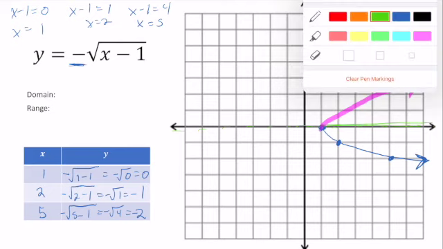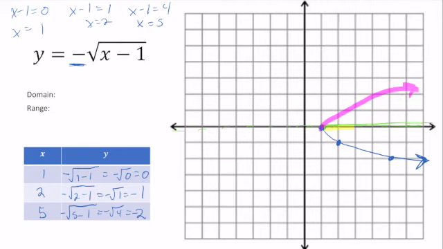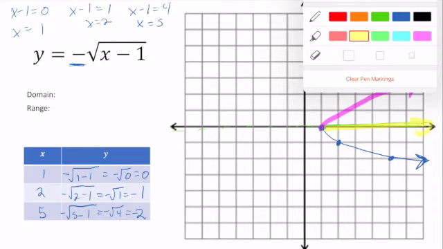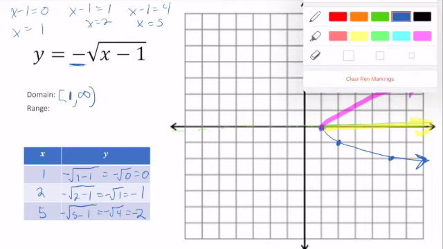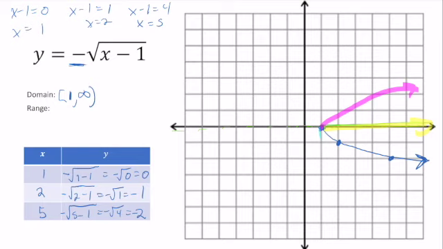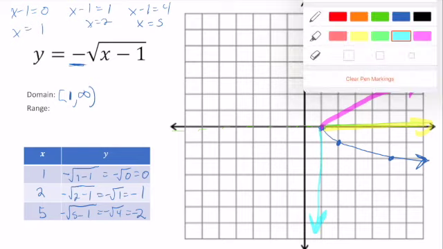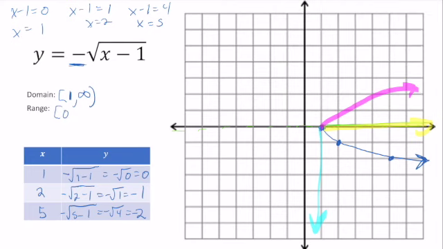Okay? My domain goes from positive 1 to positive infinity. And my range is now from 0 to negative infinity because I flipped across that x-axis. Okay? So when there's a negative out front, it is going to flip our graph.